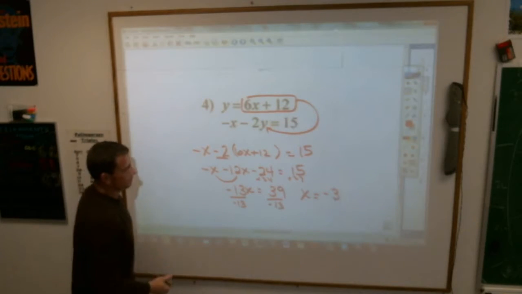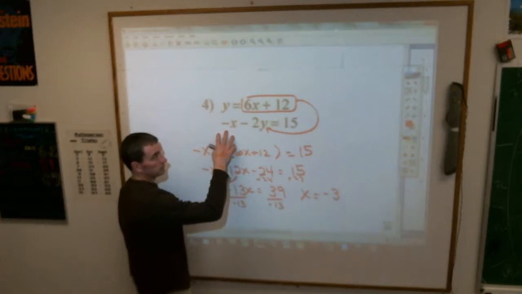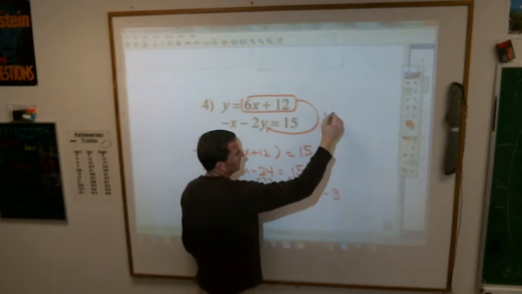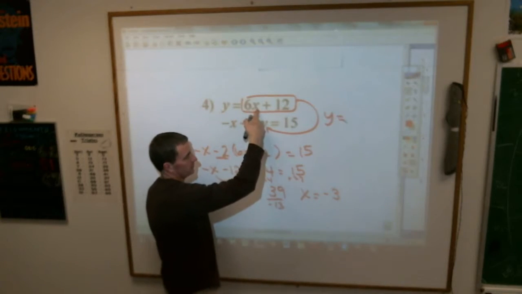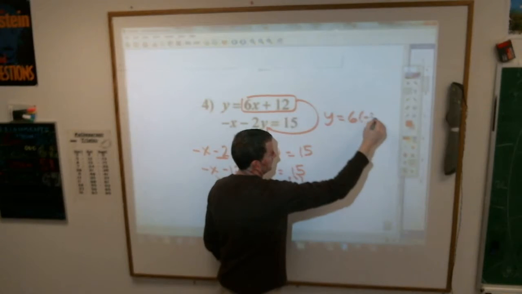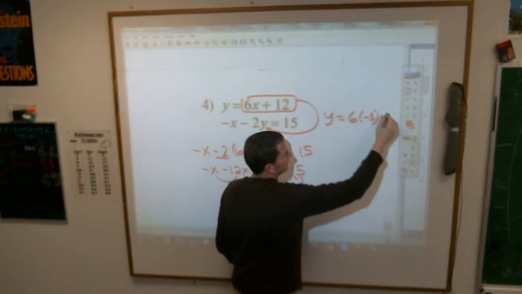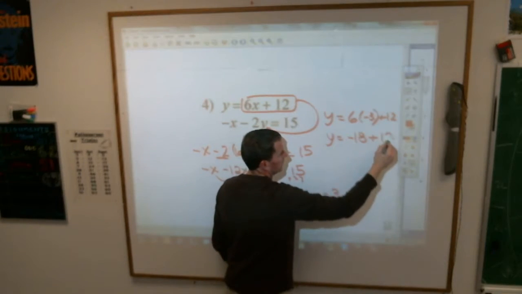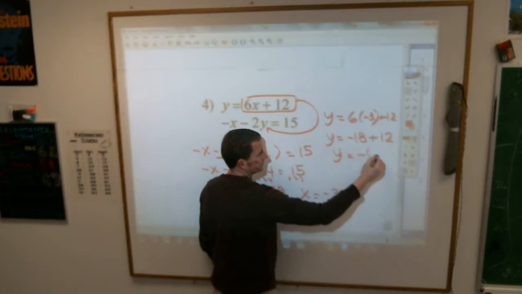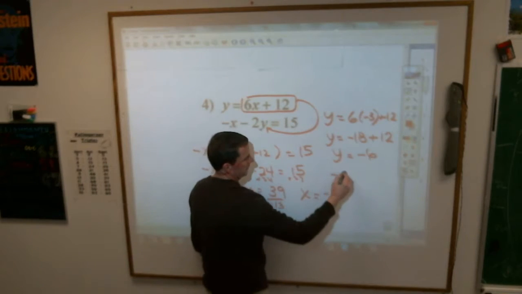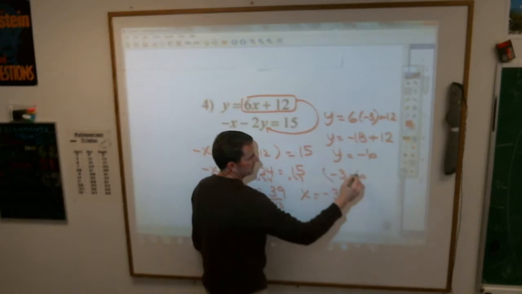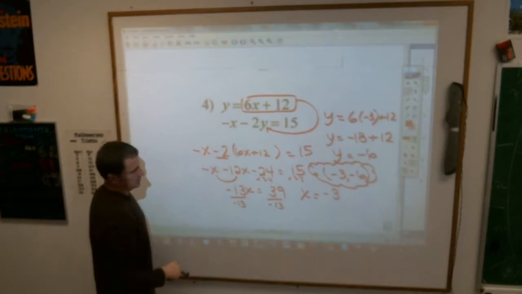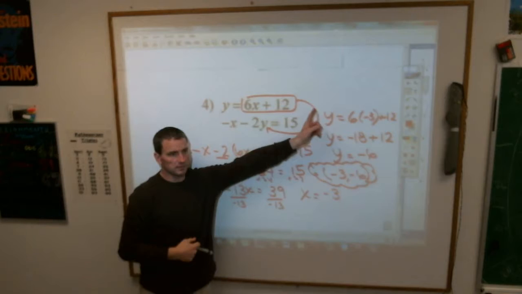So, it does not matter at this point which one you put the x into, as long as you put it into x. I'm going to do the top because it's already solved for y, and then I really don't have much work to do. So, y equals 6 times what I got x to be. 6 times that negative 3 plus 12. Y equals negative 18 plus 12. Y should equal a negative 6. So negative 3, negative 6 would be what the book should have given for the answer. Seems like we're struggling with this part, putting it in the other thing and getting the other things there.